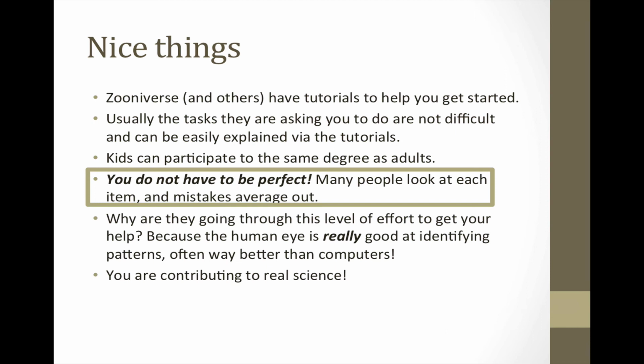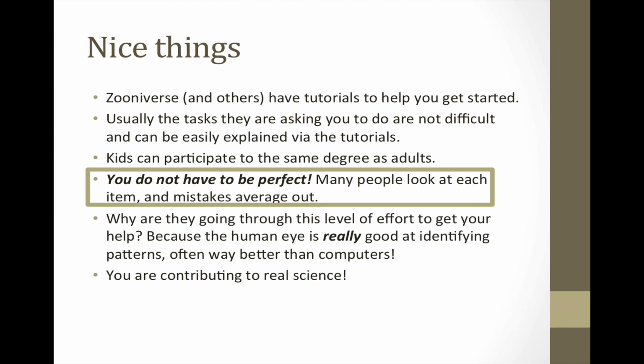So even if you get it wrong, especially when you're learning, it is okay, because mistakes are going to average out. Why are they going out of their way to make these data available and these tools available? Well, because it turns out that even with as sophisticated as computers are getting, the human eye is still really good at finding patterns, and it's good in such a way that it's often really much better than what the computers can do right now.